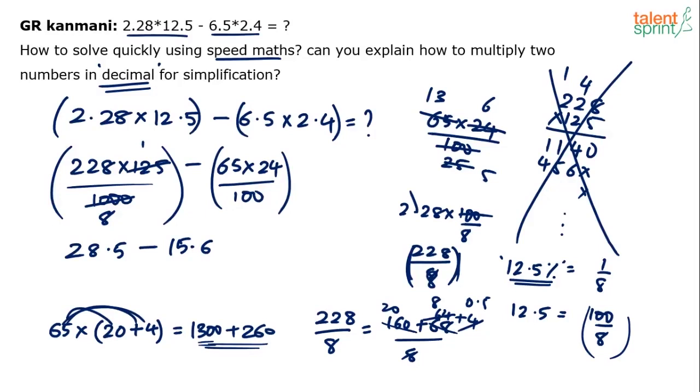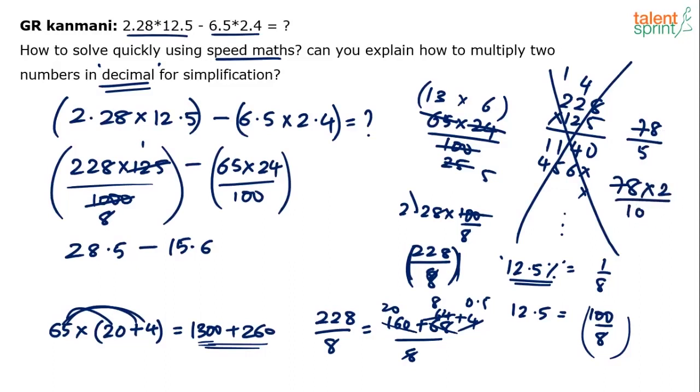True. 28.5 minus 15.6. Yes or no? Even this would have given the same value, right? 13 into 6 is 78. 78 by 5 is 15.6. Yes or no? 78 by 5 is not 78 by 5, it is 78 into 2 by 10.